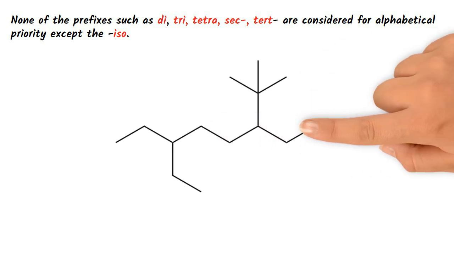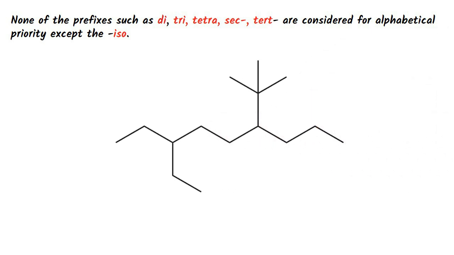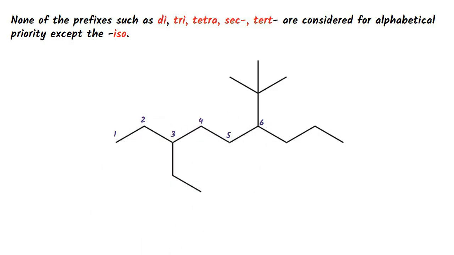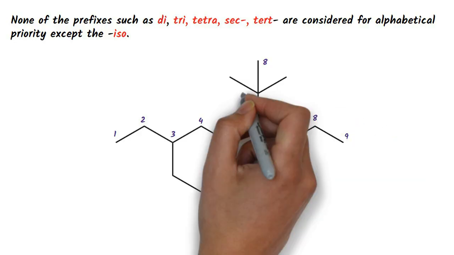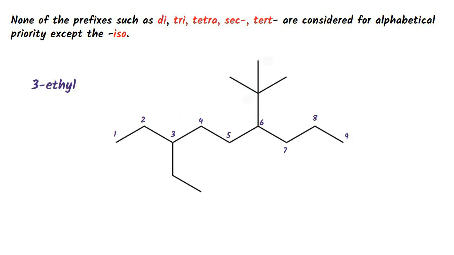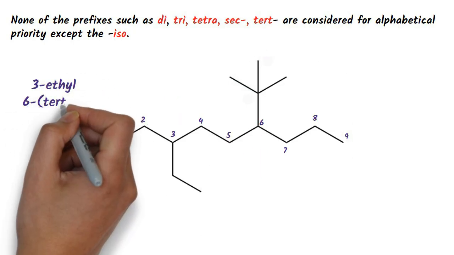Consider this molecule. Let us do the numbering from left side. We have 1, 2, 3, 4, 5, 6. If we move upwards, we have this as 7 and 8. If we move straight, we have 7, 8, 9. Thus longest chain is of 9 carbons. At C3 we have ethyl group. At C6 we have tert-butyl.